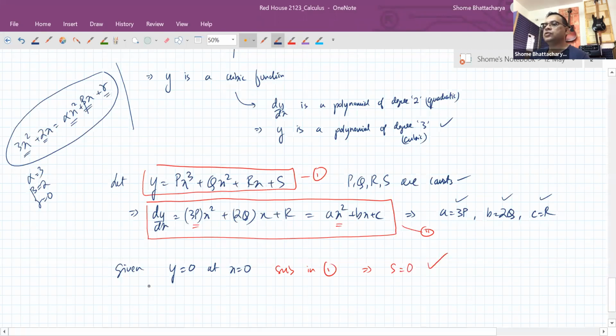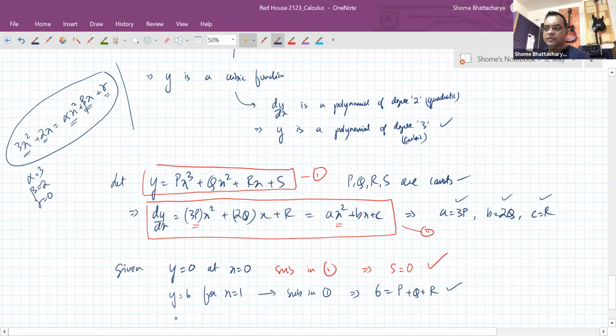Okay. Then it is also given that y is equal to 6 for x equal to 1. So again, substitute this in the equation 1. So I should get left hand side as 6, when on the right hand side I take the value of x as 1. So p plus q plus r should be equal to 6. Okay, so there's another equation that I'm getting. S is already 0, so I'm not taking S into the picture.